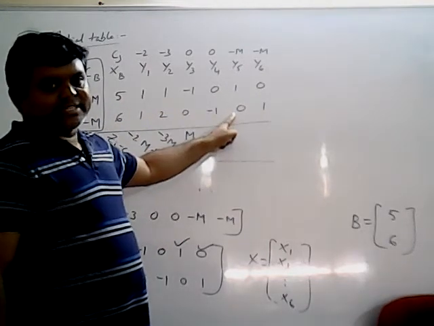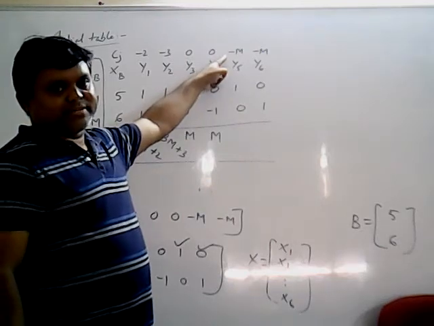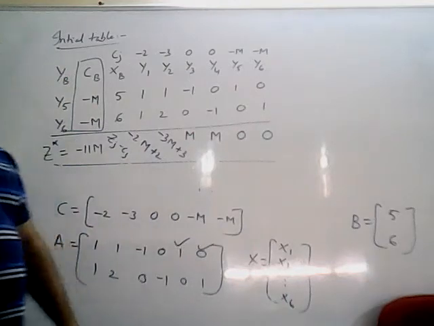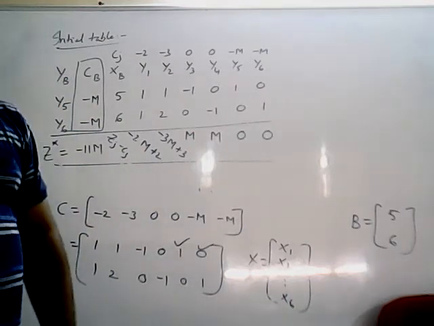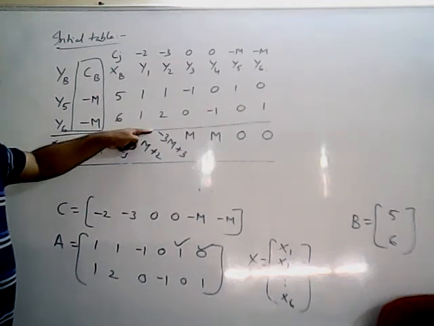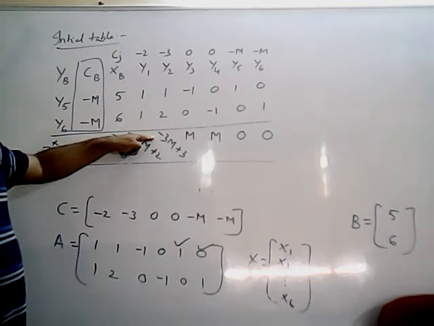Total value is minus m. Minus m minus of minus m, and minus m plus m. Minus m plus m is 0. This value is also 0. If you get all positives, the solution is completed, like in the simplex method. All positives means if you get plus here and plus here also, then automatically the solution is completed.